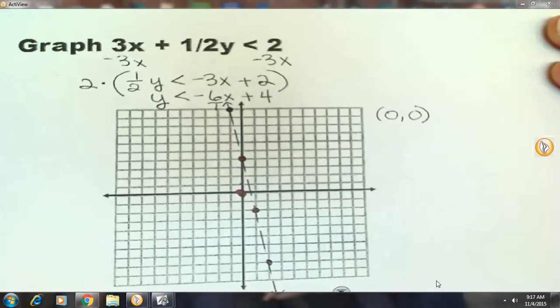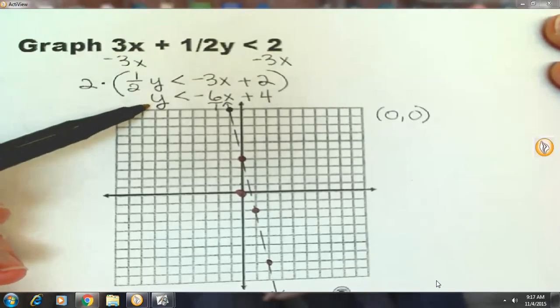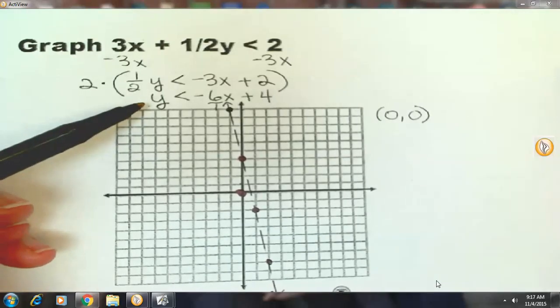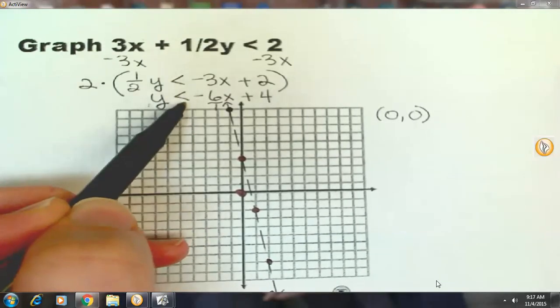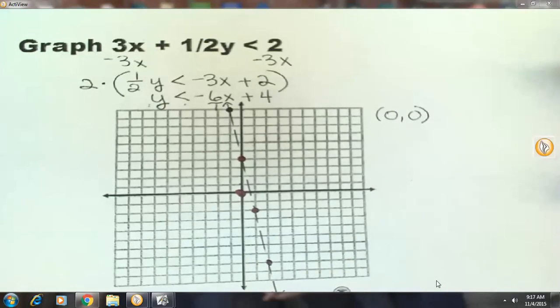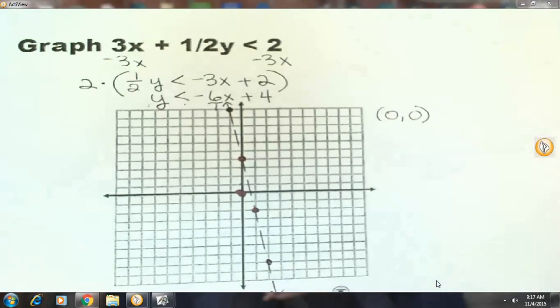It does not matter if you put this ordered pair into the original inequality or if you put it into the one that's in slope-intercept form, because technically it's the same thing. Now I want you to be careful. If you put it into the new one, make sure that you did flip your symbol if you multiplied or divided by a negative number. I'm going to put it into the original. It's in standard form. It's going to be easiest to calculate for me.